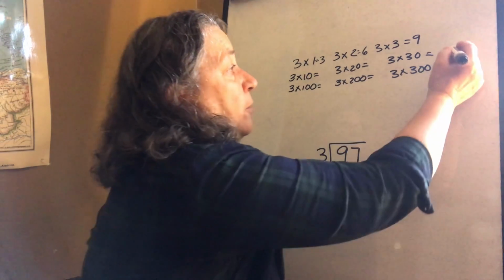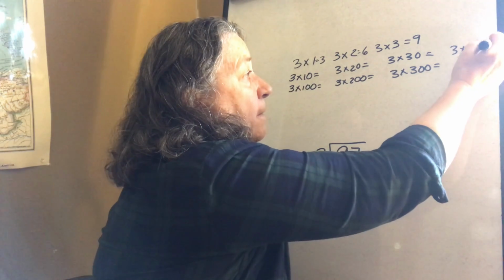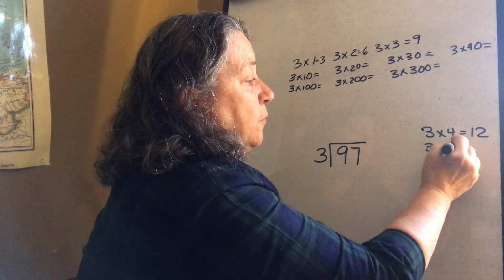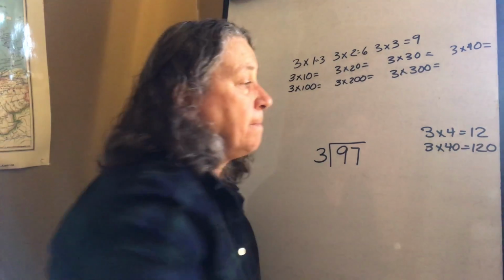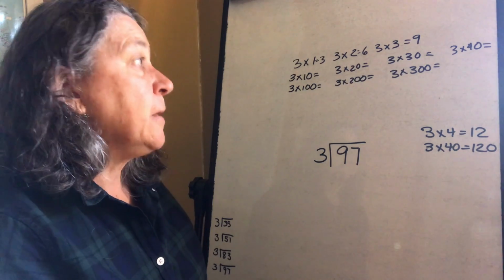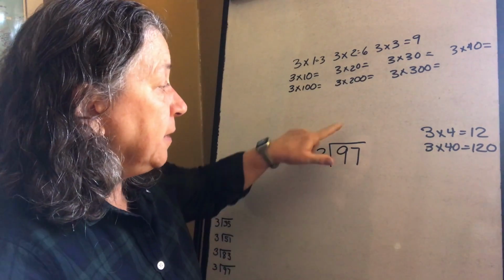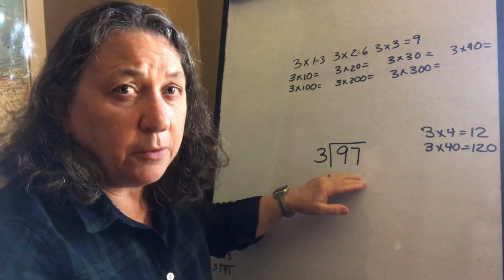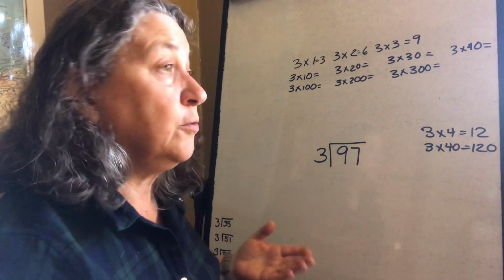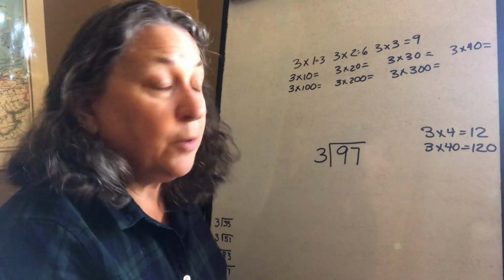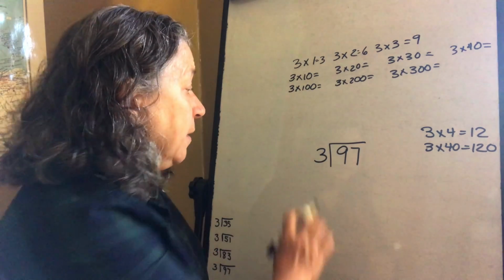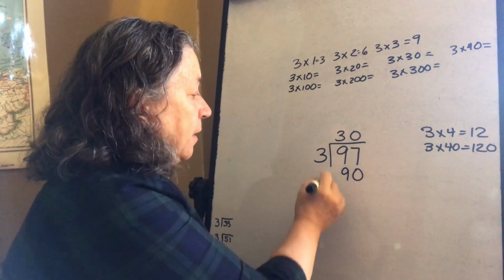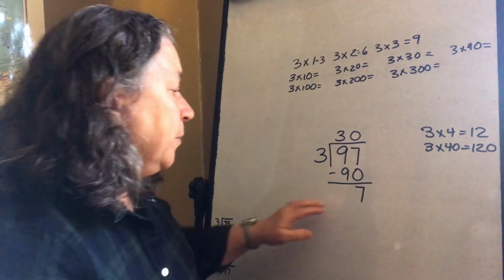What would be next? 3 times 40. Well, let's see, 3 times 4 is 12. So 3 times 40 is 120. What are you thinking? That's right. We're going to use 3 times 30 is 90, because that's the closest to 97 without going over. Because we can't divide groups of 120 because we don't have 120. We only have 97. 3 times 30 is 90. And we subtract. And we have 7 left.